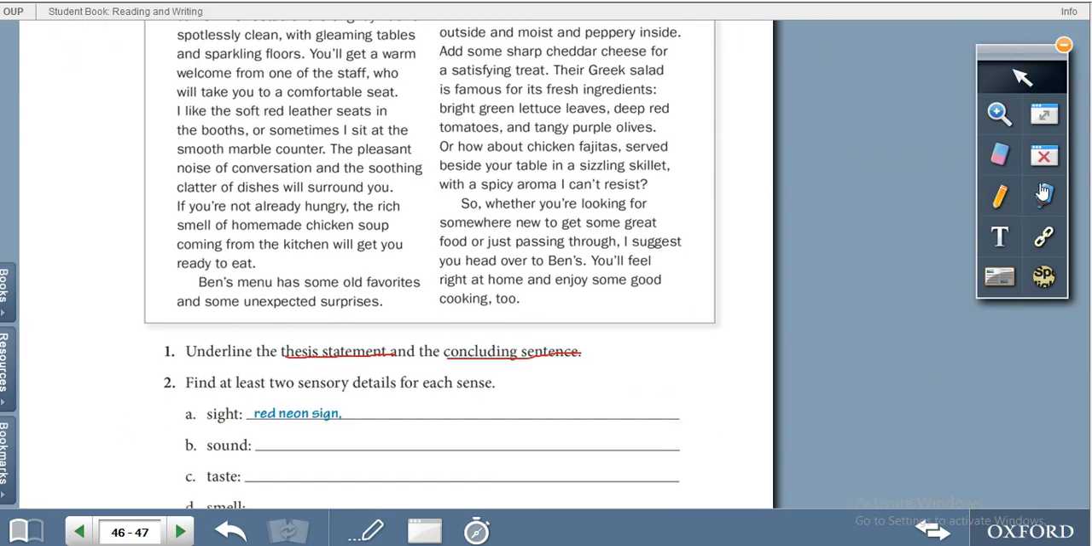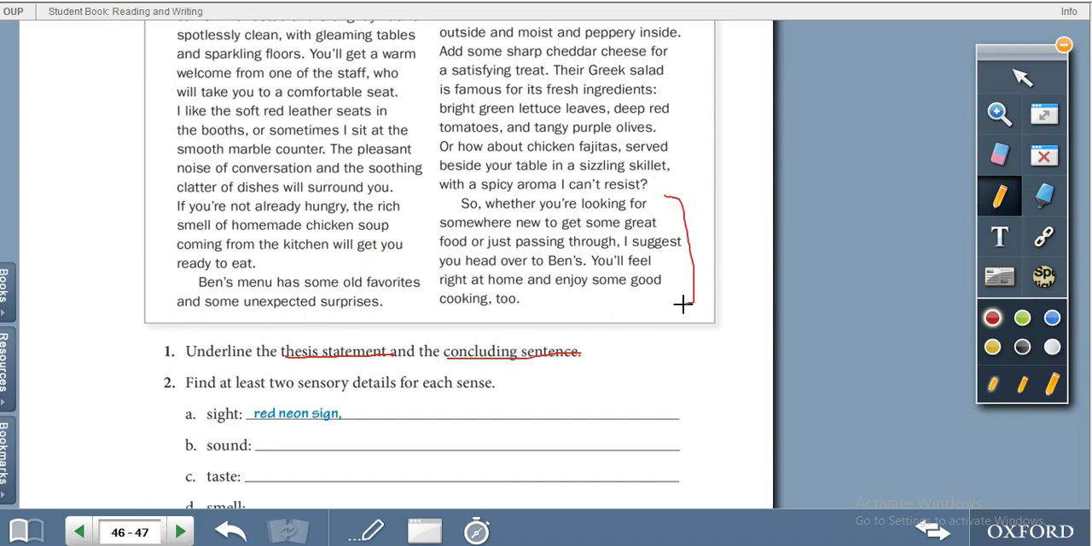And finally, the concluding sentence. Where can we find it? As we discussed, the concluding sentence is always in the concluding paragraph. You can read it here. Okay, what is the difference between the thesis statement and the concluding sentence? The thesis statement and concluding sentence are almost the same in meaning, but they use different words.